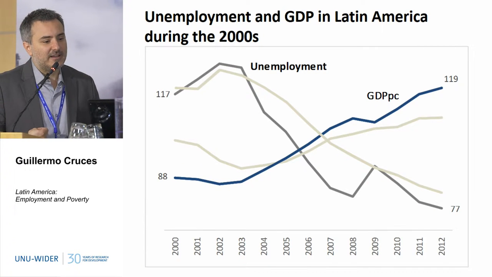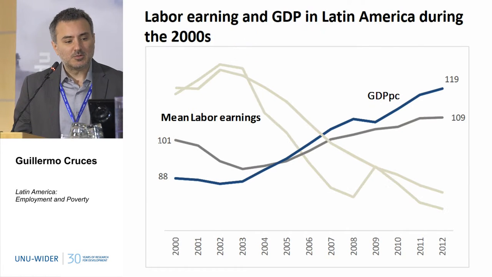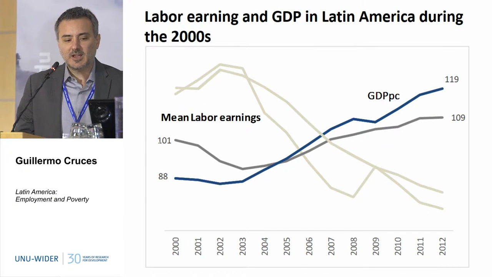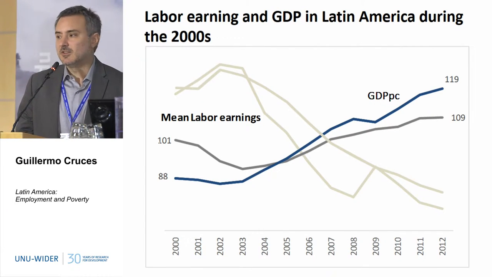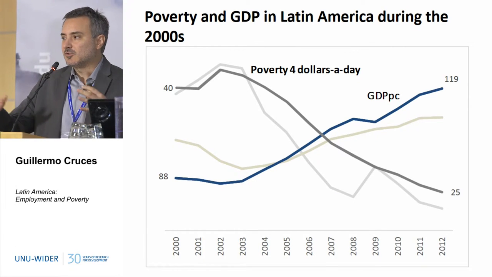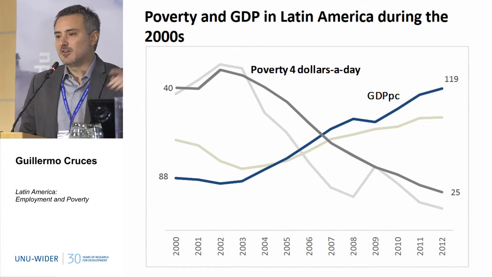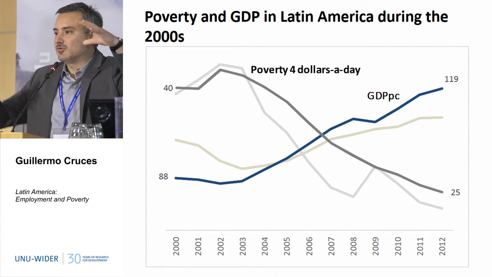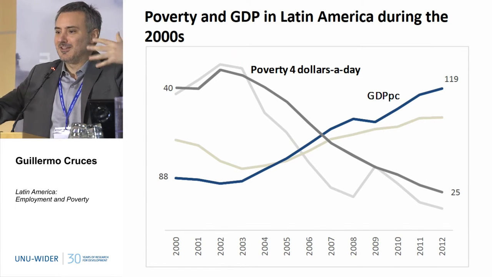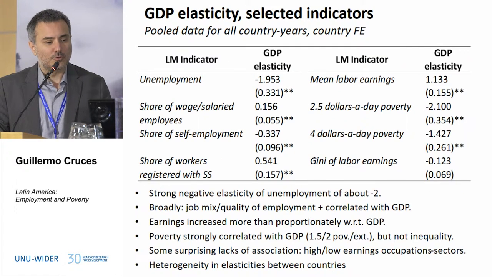Here we have highlighted the trend in unemployment and the average unemployment rate for the whole region and GDP per capita. In regression form, you will see a very strong negative correlation between the two. Mean labor earnings and GDP per capita are also, of course, strongly positively correlated, and poverty and GDP are negatively and strongly correlated. So these are the main trends that we will look at. But we also had some what we call spaghetti graphs, with the trajectory of each of these indicators for each country in gray lines, and this is really very, very diverse. So these are very nice averages that hide a bit of the heterogeneity in patterns for countries in the region.